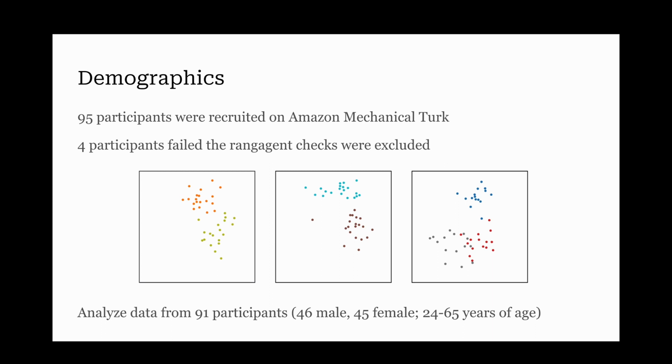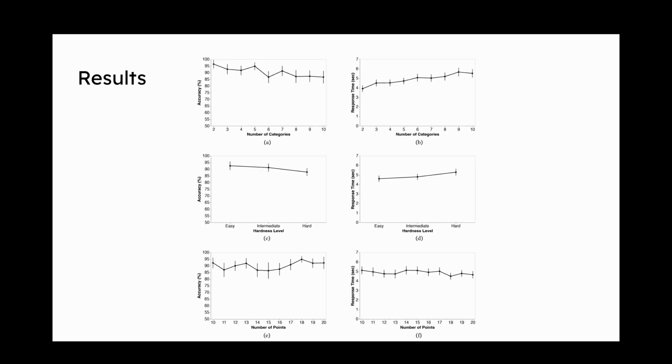We recruited 95 participants from the US and Canada through Amazon Mechanical Turk. We excluded 4 participants who failed to answer at least 2 out of 3 engagement checks. These 3 plots are engagement checks. That leads to our final number of 91 participants.